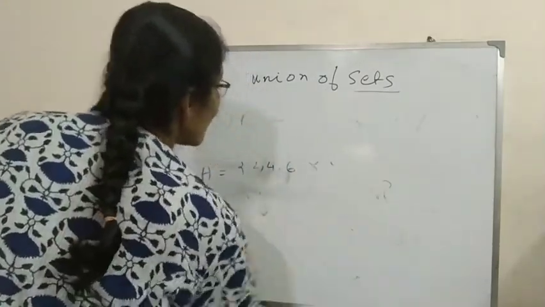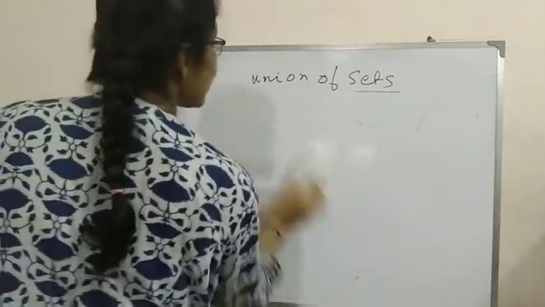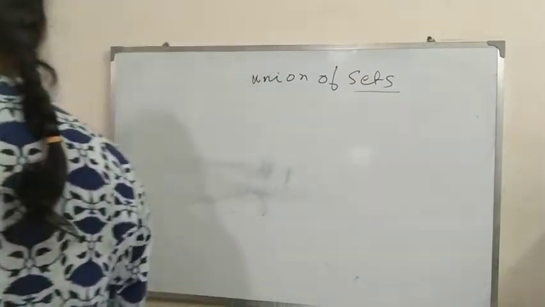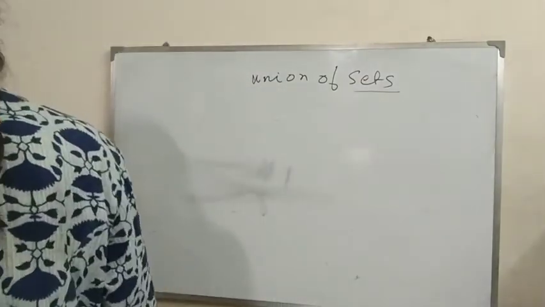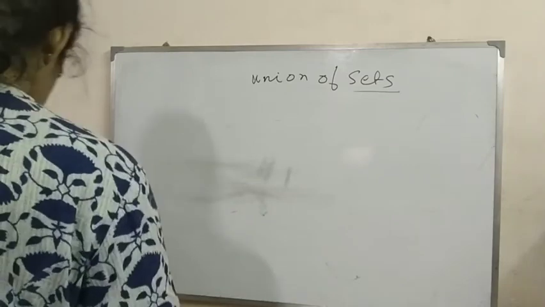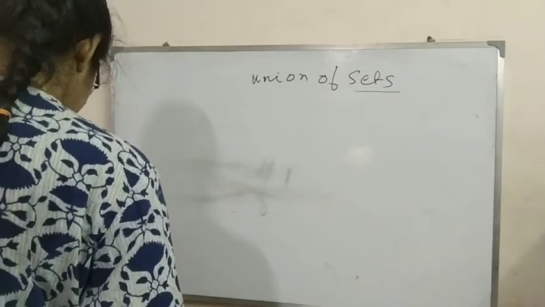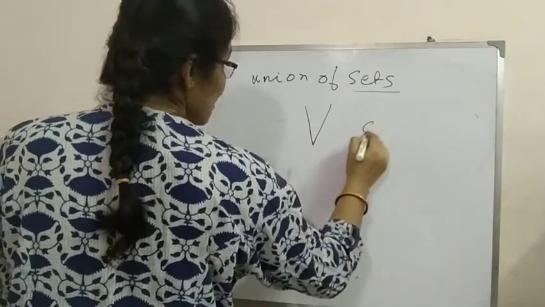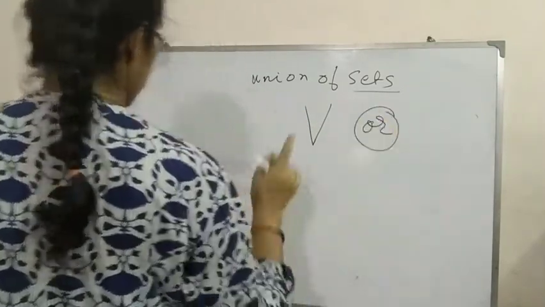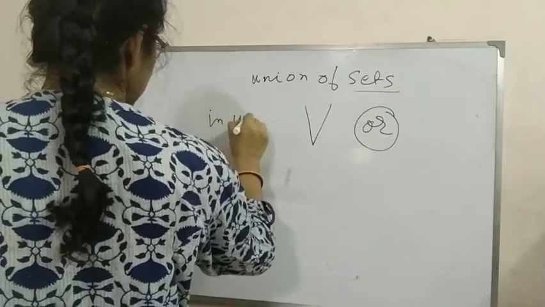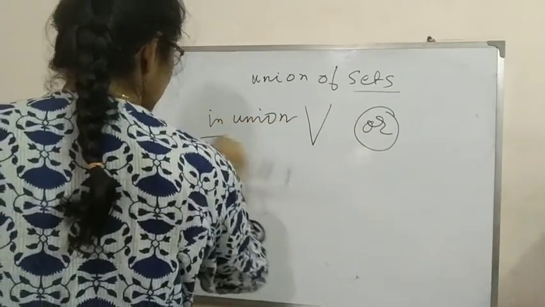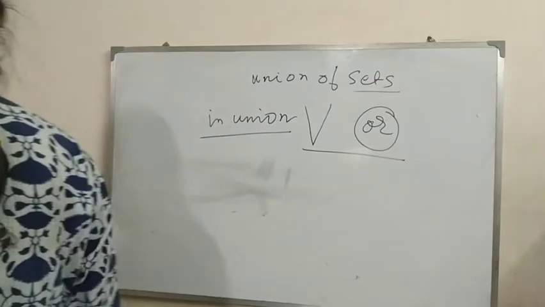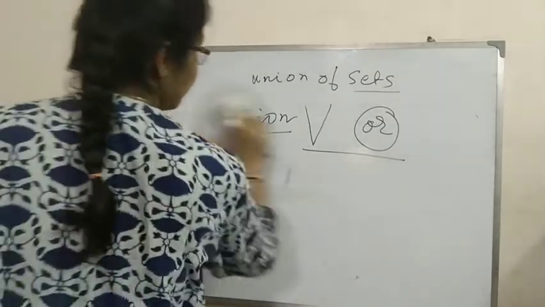Intersection of two sets, that is the common of A and B. In union, this symbol is used for OR. Keep it in your mind.